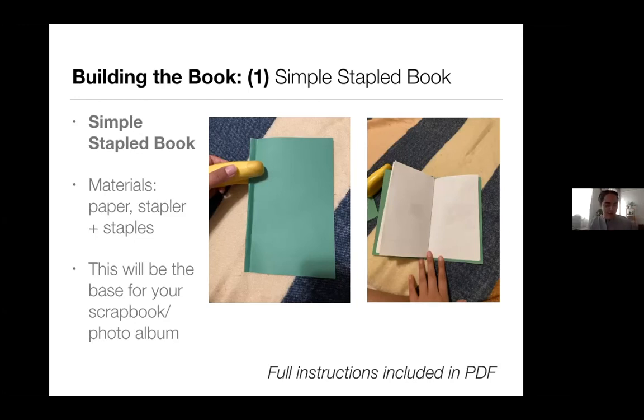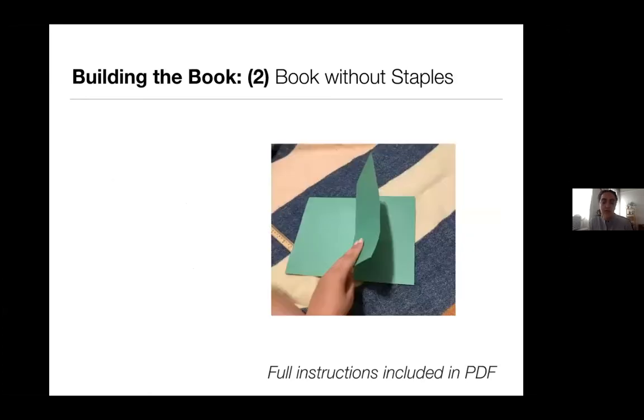The next book that I'm going to show you is a little bit more complicated. There are just more steps and a little bit more technicality to it, but it is ultimately quite simple. Again, full instructions are in the PDF. I don't want to focus too long on the technicality of the books, because the instructions are available to you. So the first one was the book with staples, and this other option is the book without staples.